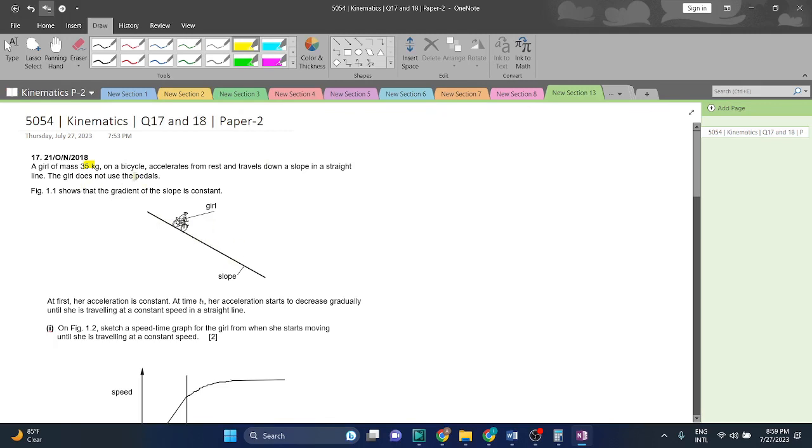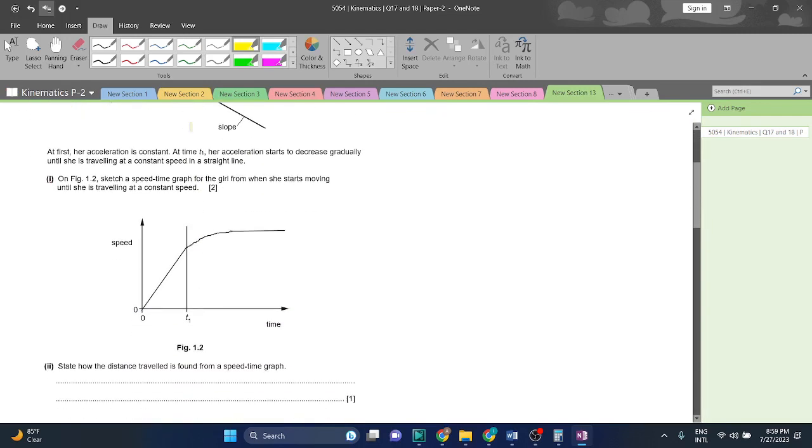The girl does not use the pedals. Figure 1.1 shows that the gradient of the slope is constant. So there will be a constant acceleration. At time t1, her acceleration starts to decrease gradually until she is traveling at a constant speed in a straight line. ठीक है ना? Her acceleration starts to decrease. अच्छा, मैं आपको भी समझाता हूँ. I will explain in a minute. पहले ये क्वेश्चन पढ़ लें.